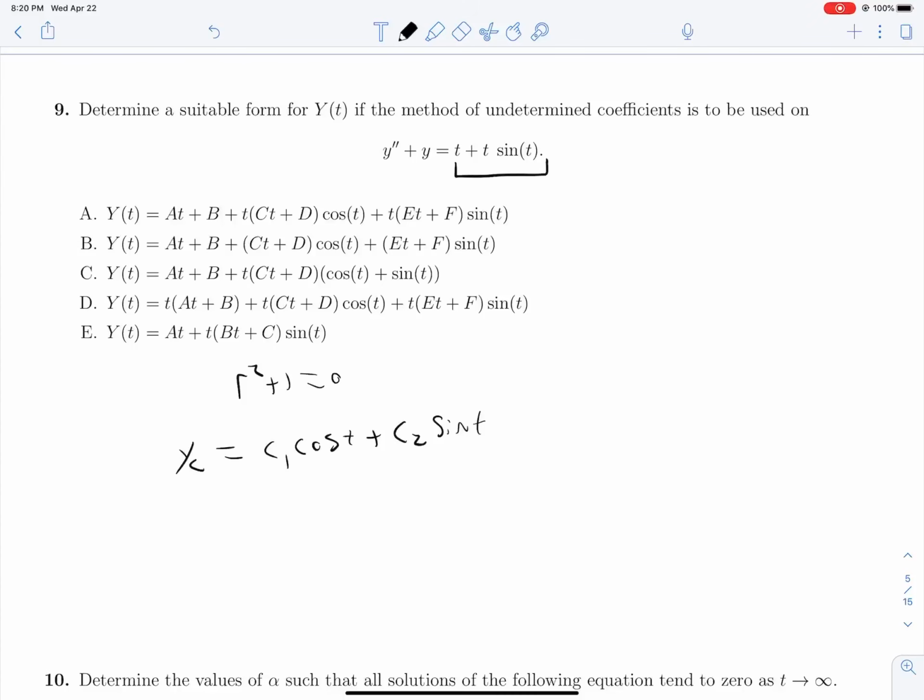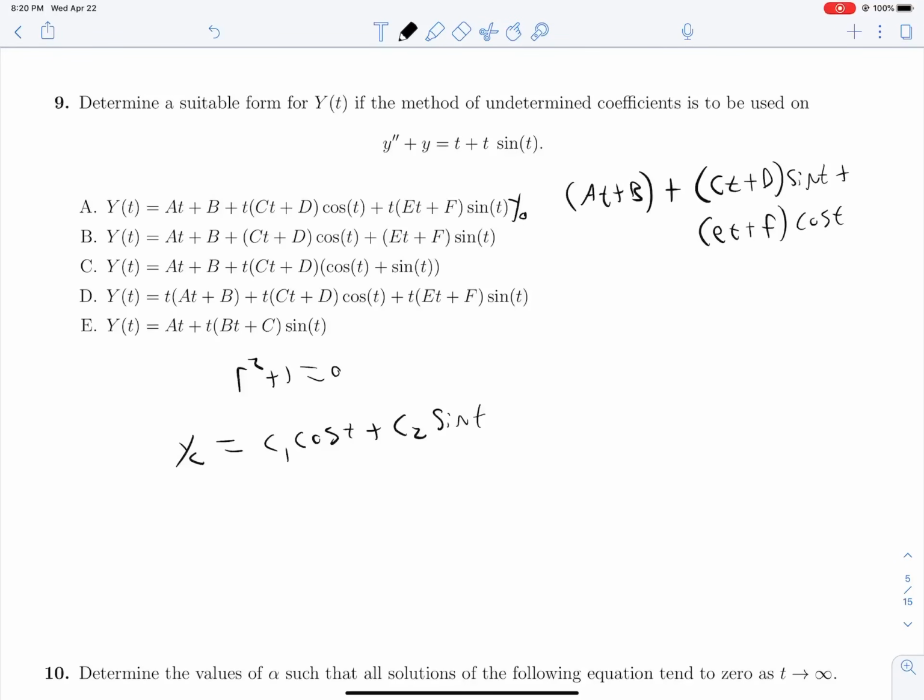So what we would have liked our solution to be here, if I write it out, would be, let's see, we have to split our t up into some constant times t plus some constant, so at plus b, and then we have to do the same thing with this t, ct plus d sine t plus et plus f cosine t. There we go.